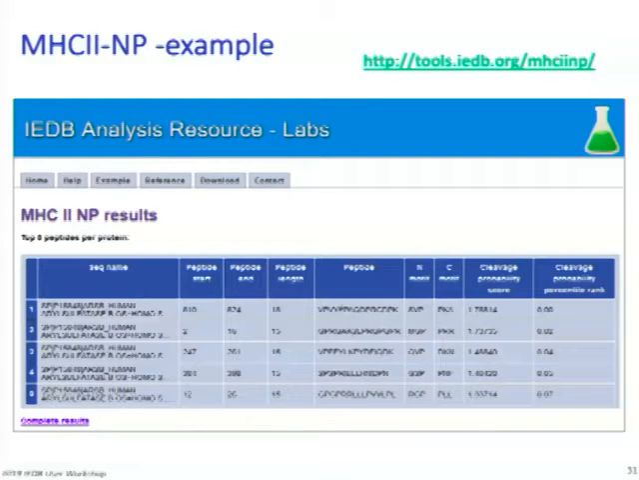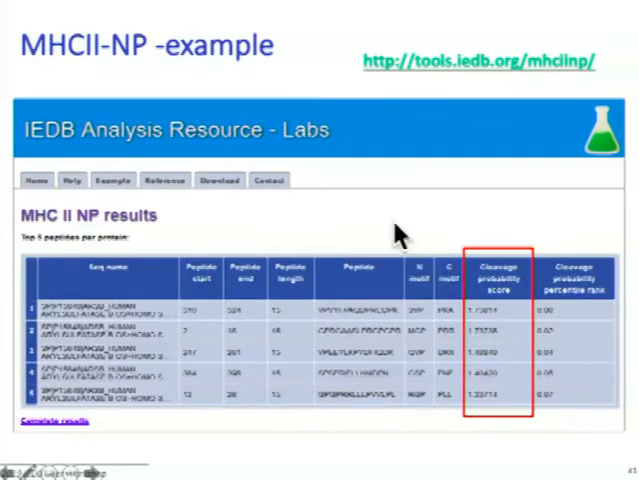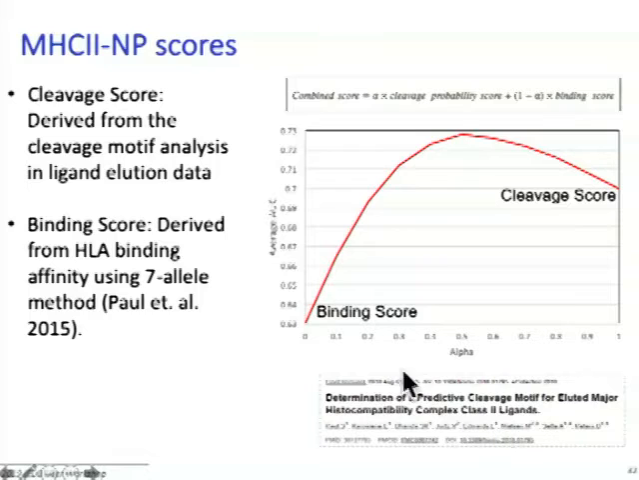But whether it's going to be an epitope or not depends a lot more on the presence or absence of a 9-mer binding core that matches the class II molecules in that domain. Here this gives us the top 5 peptides per protein. You can get the complete results, and you have the probability scores. All of this is explained in the documentation.